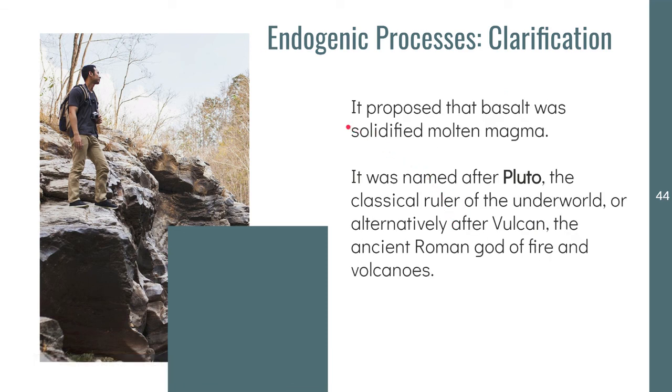Plutonism or volcanism also proposes that basalt is a solidified molten magma, and it is named after Pluto, the classical ruler of the underworld.